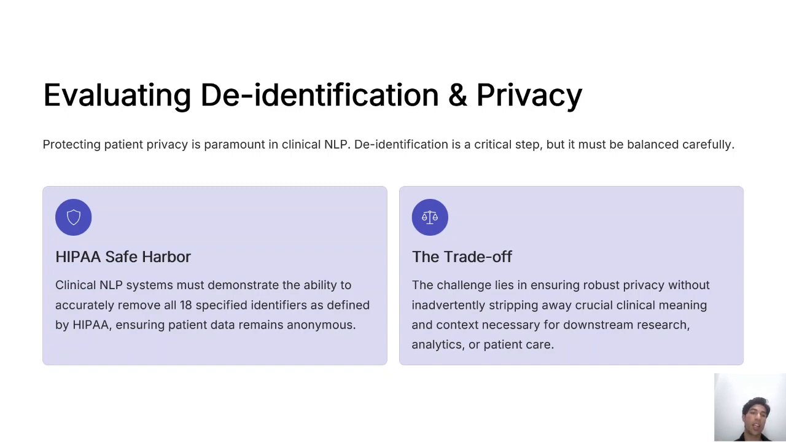The challenge lies in ensuring robust privacy without inadvertently stripping away crucial clinical meaning and context necessary for downstream research, analytics, and patient care. So basically, there is a trade-off between privacy and clinical utility. We should remove all these 18 specified identifiers defined by HIPAA, but we should be careful not to strip our data of useful information which can be necessary for patient care and/or analytics and research.